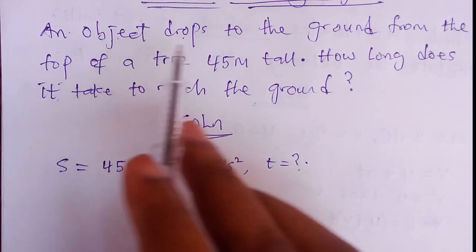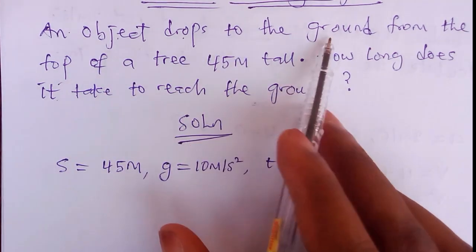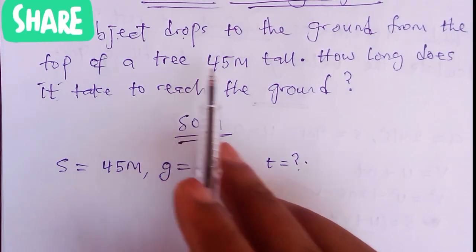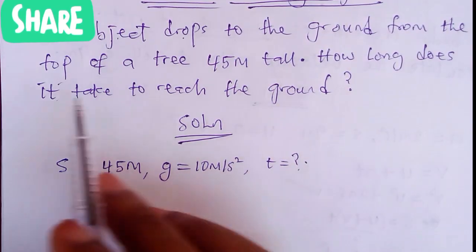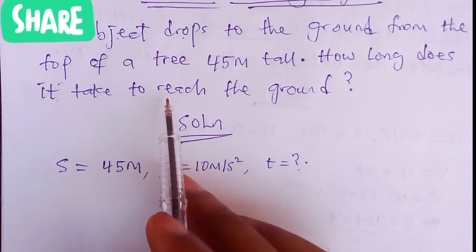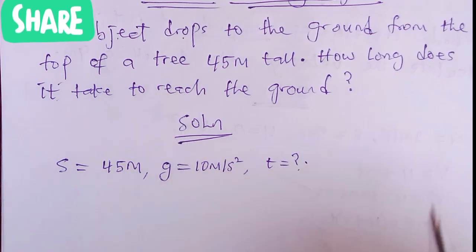Now, let's solve this question before us. An object drops to the ground from the top of a tree 45 meter tall. How long does it take to reach the ground?